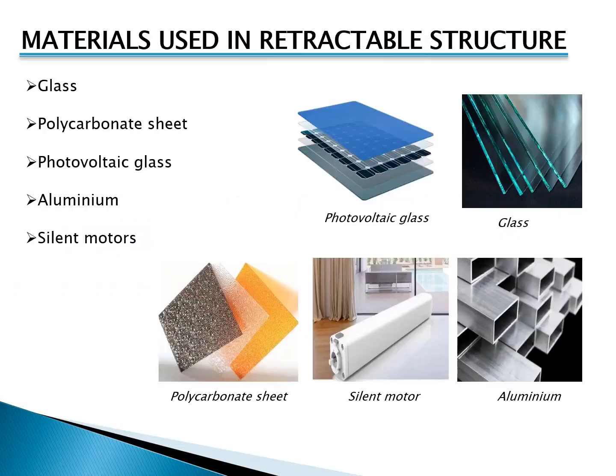Now I am going to tell you about the materials used in retractable structures. The following five materials are being used in the construction of retractable structures, which are as follows: glass, polycarbonate sheet, photovoltaic glass, aluminum, and the last one is silent motors, which are shown in the following photos.